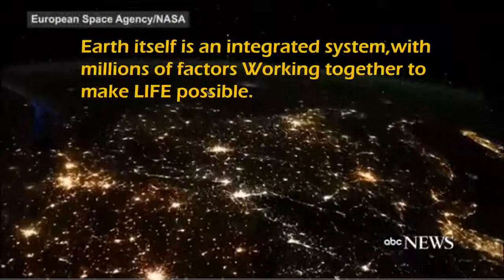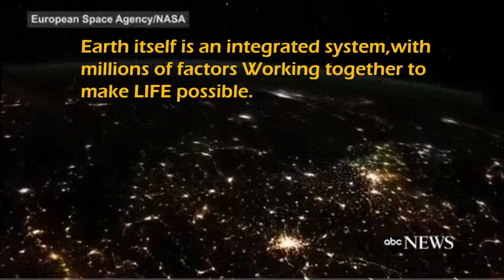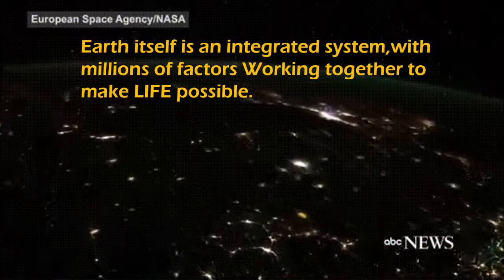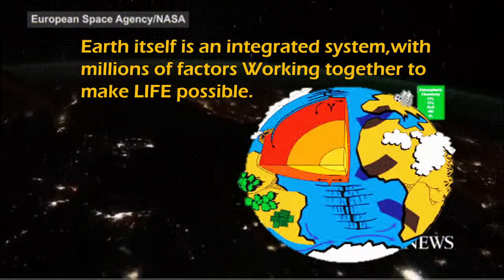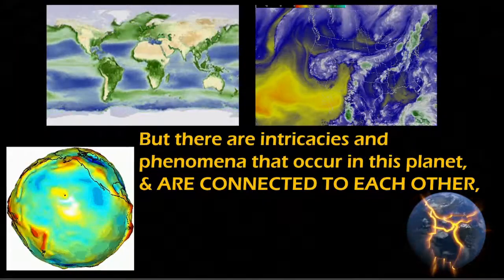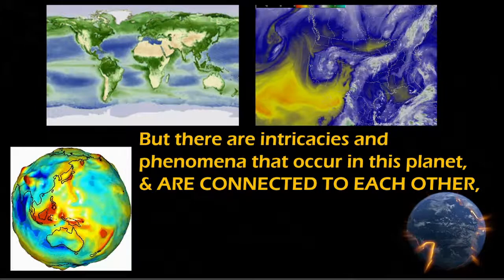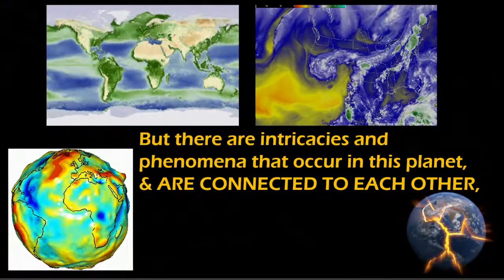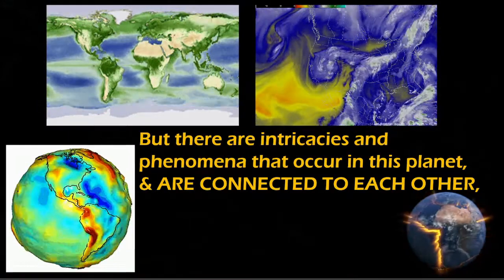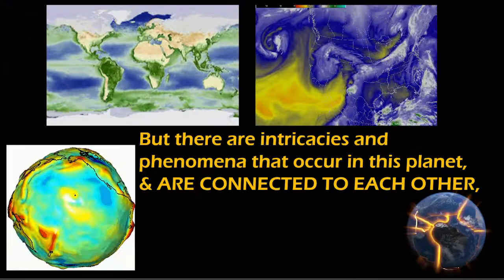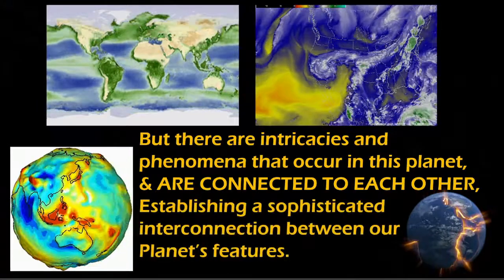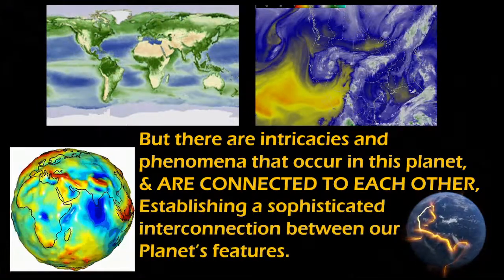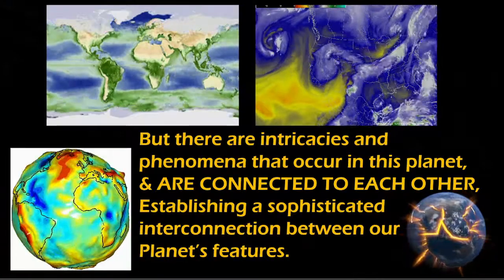Earth itself is an integrated system with millions of factors working together to make life possible. But there are intricacies and phenomena that occur in this planet, and they are connected to each other. The water cycle, atmospheric phenomena, ecosystems, and geologic factors establish a sophisticated interconnection between them and our planet's features.